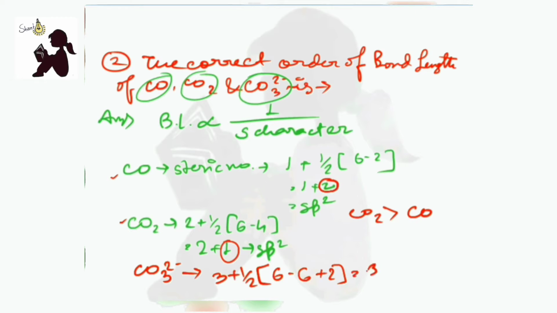So from here we will get 3 plus 1. That means it is sp3, right? Now we are concluding this also from the steric number. You will also get that in the chemical bonding video. So it's sp3, right? So its S character is also less than both of these. So its bond length will be more, right? You can see that here. So that is the order according to bond length.